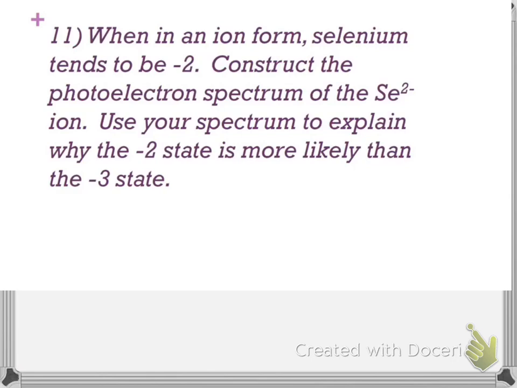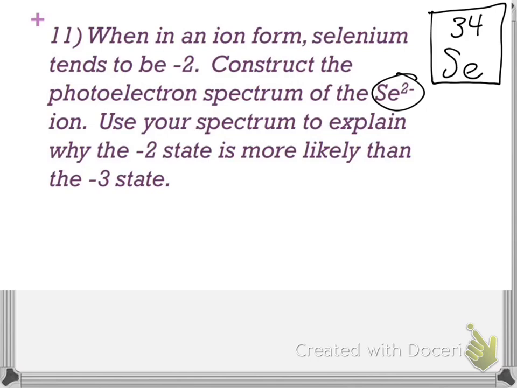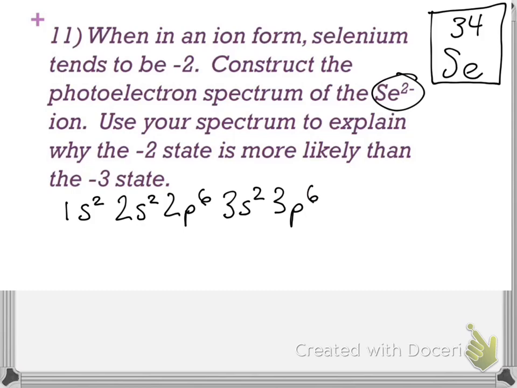Okay, so here we have selenium, which tends to be -2. Let's build the photoelectron spectra and explain why the -2 state is more likely than the -3, and what the common bonding pattern is for selenium. Alright, so if we look up selenium, selenium has 34 electrons. So neutral selenium, if we were just going to write out 1s2, 2s2, 2p6, 3s2, 3p6, 4s2, 3d10, that gets us up to the outer orbital, which is going to be 4p4. Alright, so that's neutral selenium.